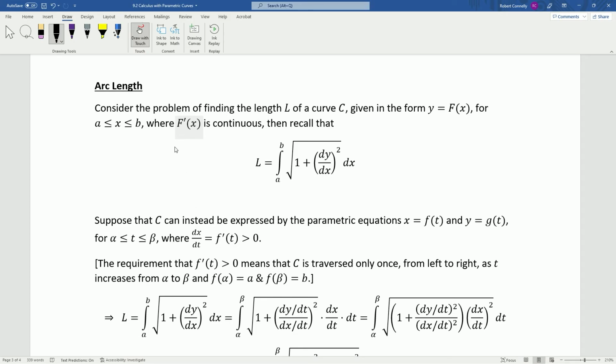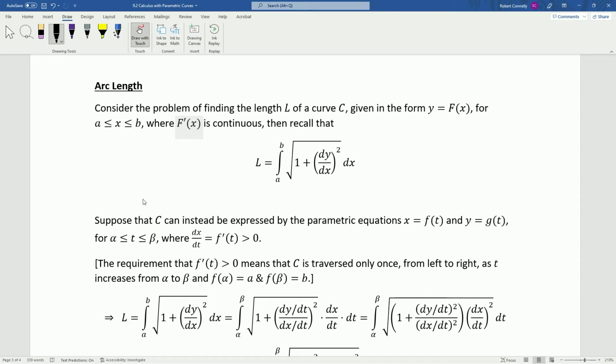So you may recall from Calculus 2 that we found the length L of a curve C, where the function was in the form y equals capital F of x for x between a and b with a continuous derivative. That L was the integral from a to b of the square root of 1 plus dy dx squared with respect to x.